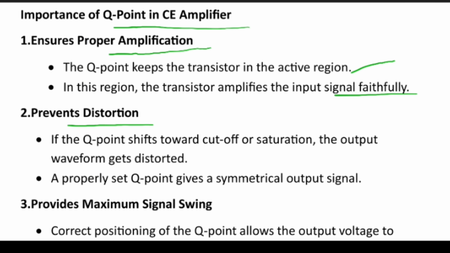Coming to the next, it prevents distortion. If the Q point shifts towards cutoff or saturation, the output waveform gets distorted. If you place the Q point properly, it will give a systematic output signal.